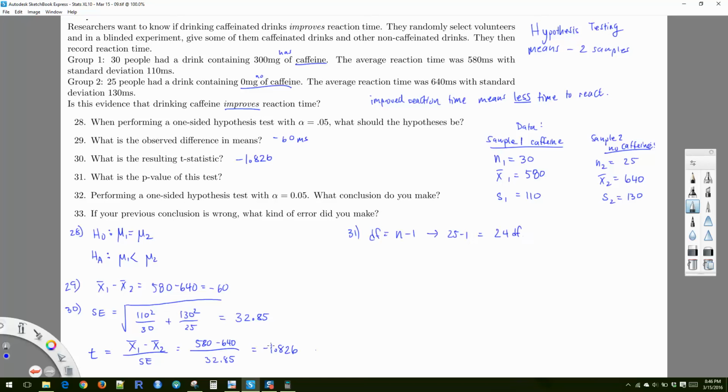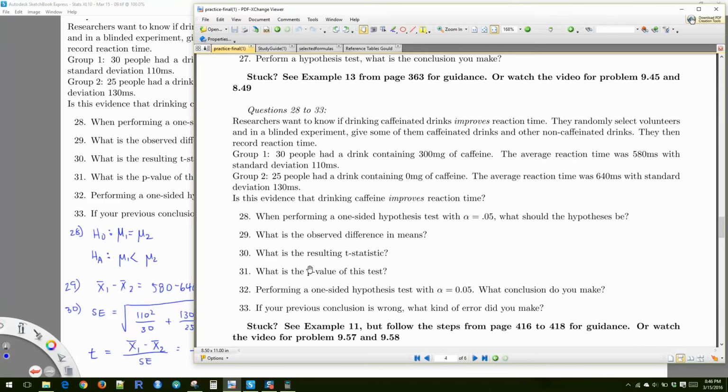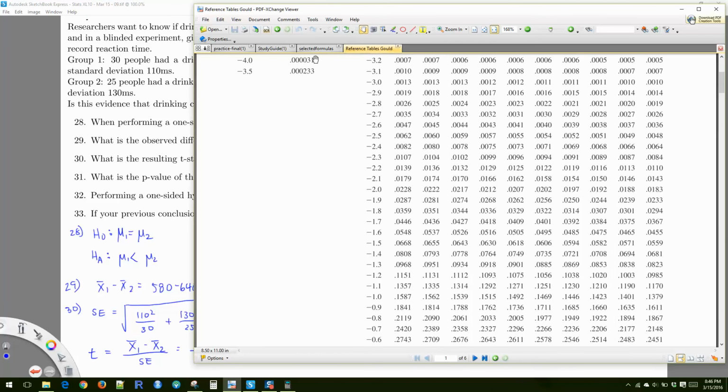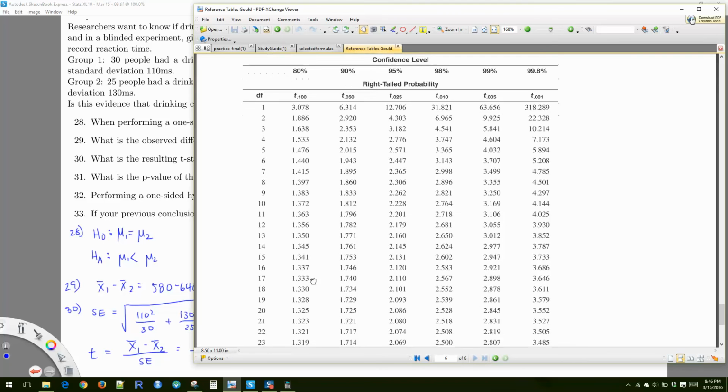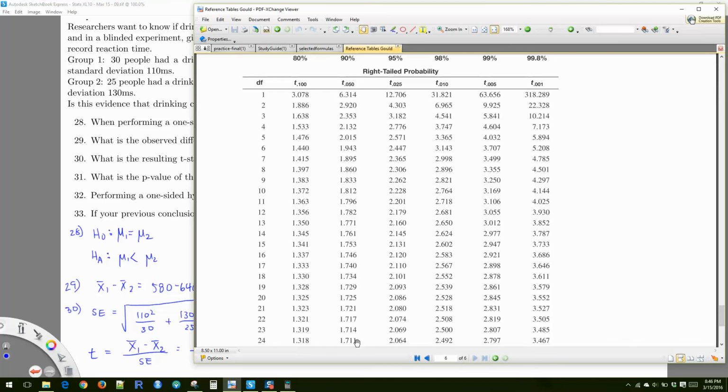I'm going to look up 1.826, okay? We just ignored the negative, but knowing that the table is going to have the area to the left. So we're going to go 24 degrees of freedom, and we're looking up 1.826. We see 1.826 is in between these two numbers, 1.711 and 2.064. So our tail area is going to be between 0.05 and 0.025.